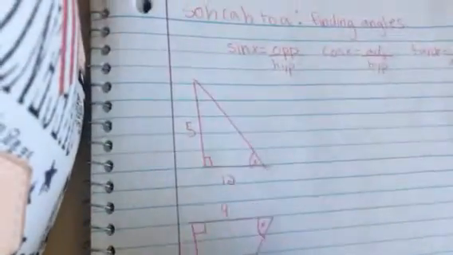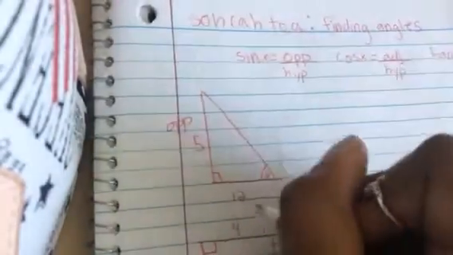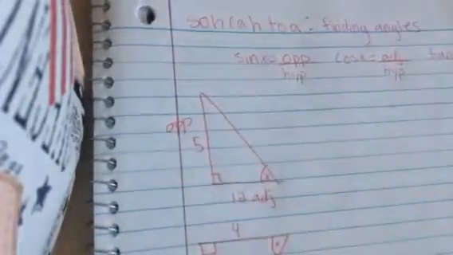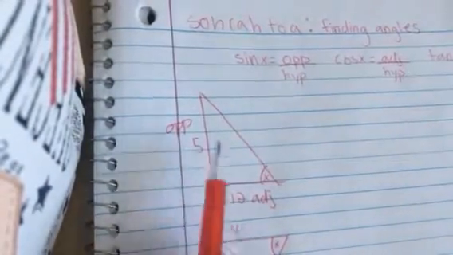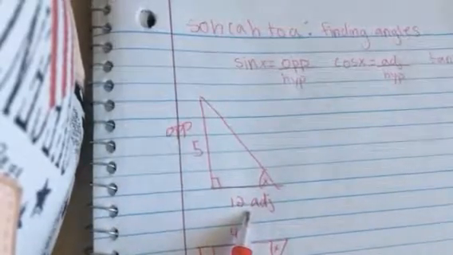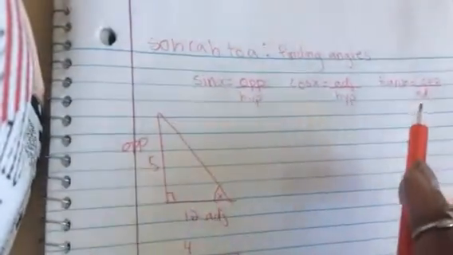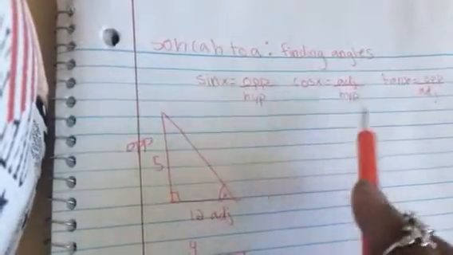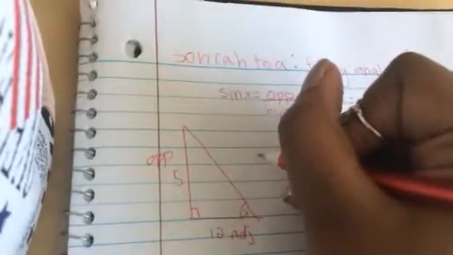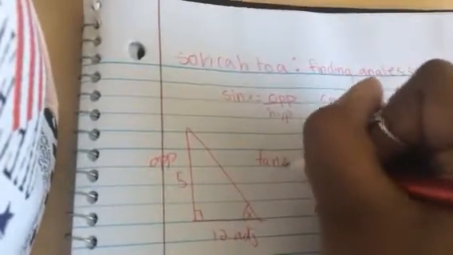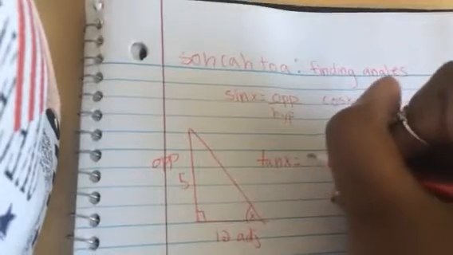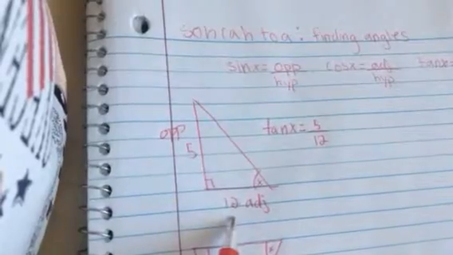Okay, so the first one, we know this side would be considered the opposite. This side is the adjacent. So we know these two: opposite over adjacent. Then we go back up here and choose which one of these is opposite over adjacent, and that happens to be the tangent. So it'll be tangent of 5 over 12.